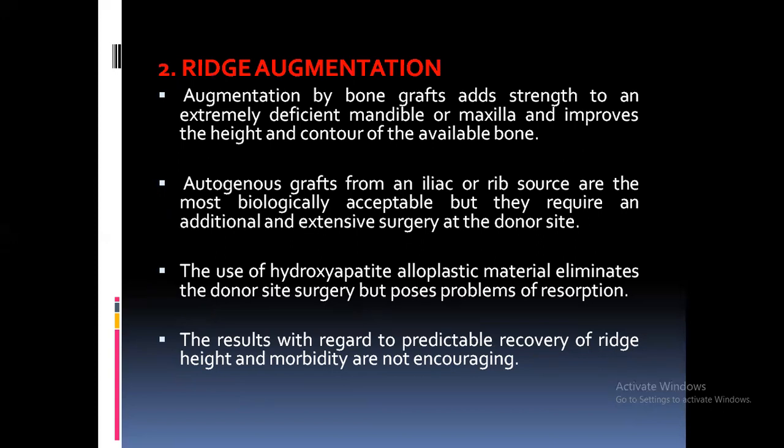Autogenous grafts from iliac or rib source are the most biologically acceptable, but they require an additional and extensive surgery at the donor site. The use of hydroxyapatite alloplastic material eliminates the donor site surgery, but poses problems of resorption. The results with regard to predictable recovery of ridge height and morbidity are not encouraging.